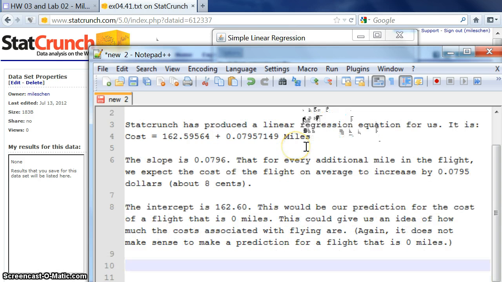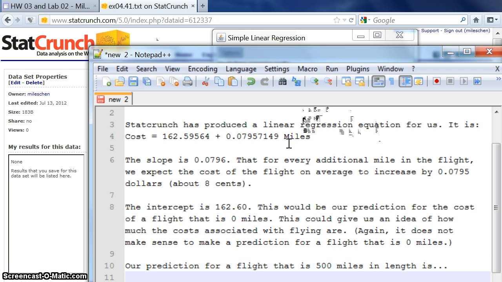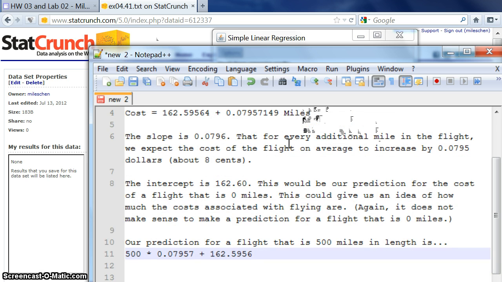Alright. And then the last thing that you're supposed to do is to make a prediction for a flight that is 500 miles in length. Okay? So one way is, our prediction for a flight that is 500 miles in length is, and what you need to do here is plug in 500, and you do 500 times the mileage, 0.07957, whatever, okay? And then add whatever you get there to 162.5956, okay? That will give you an answer. You can plug that into your calculator and solve it yourself.